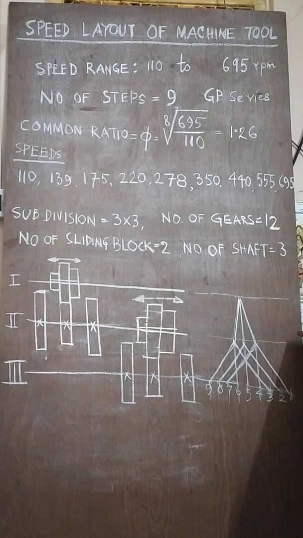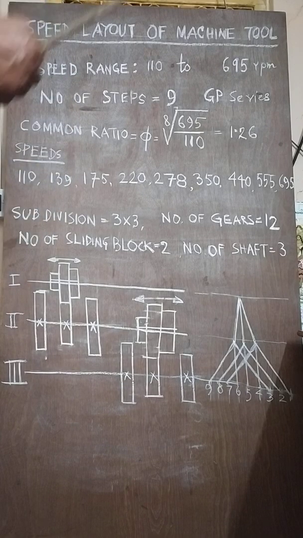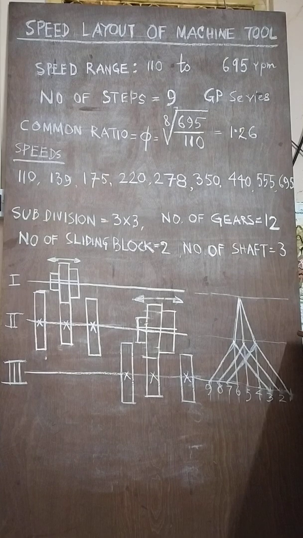And the speeds in the different steps are at equal intervals. This is in a GP series. Normally there are 3 series: AP, GP and HP. Out of these, the GP series has been found to be the best, because the speed loss is reduced and is uniform throughout the different ranges or steps. And in a GP series, one of the advantages is that there is a common ratio.